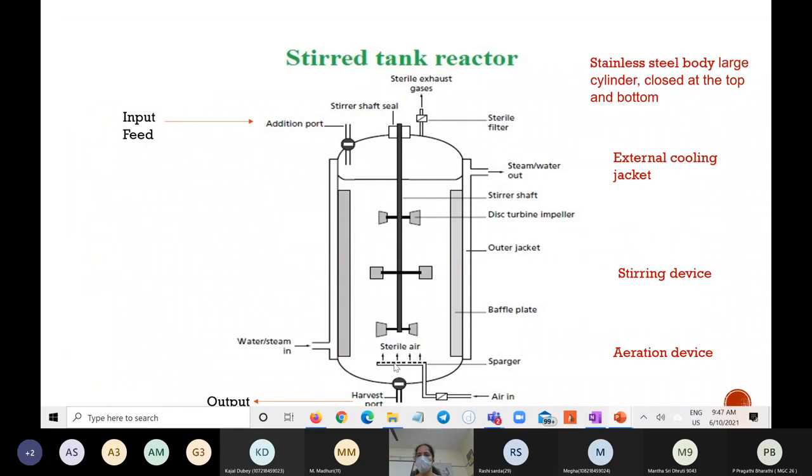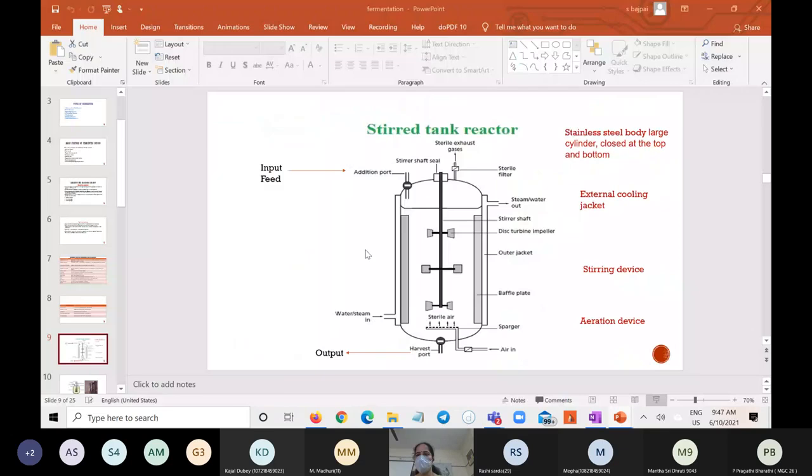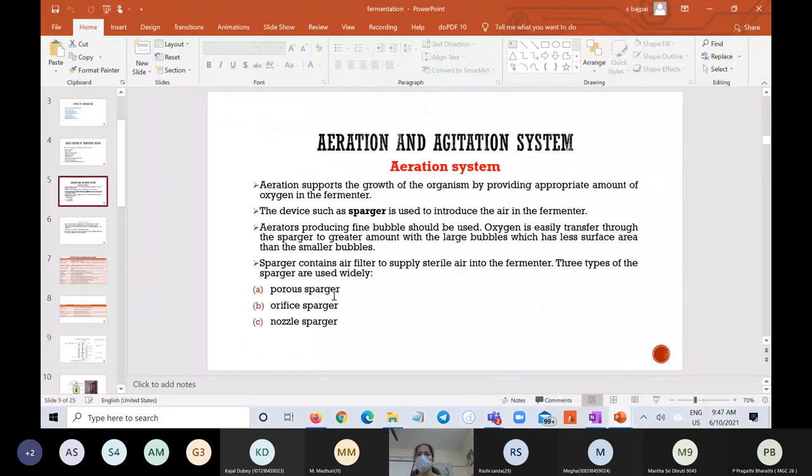These are very tiny holes, so the air bubbles come through these holes and mix in the media, to maintain the medium and support microbial growth. So this is the sparger system. On the basis of size and shape, they are of 3 types. Then this is the aeration system.